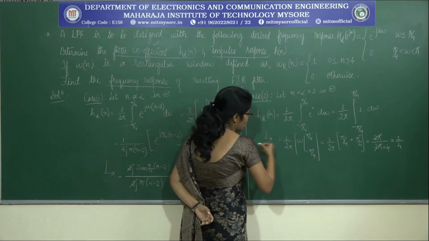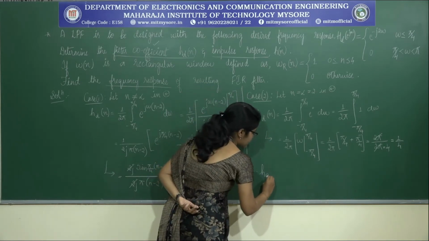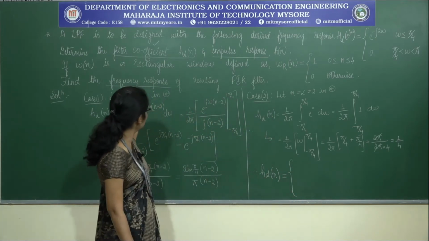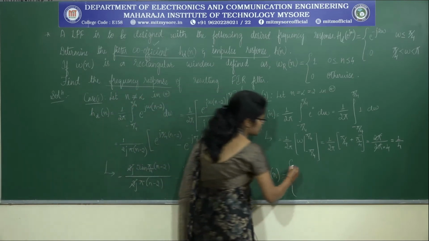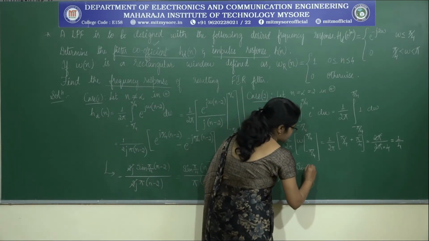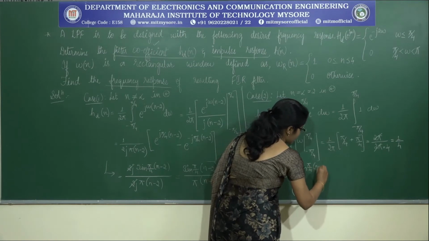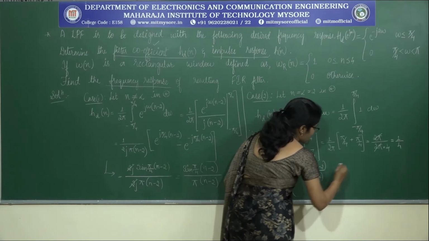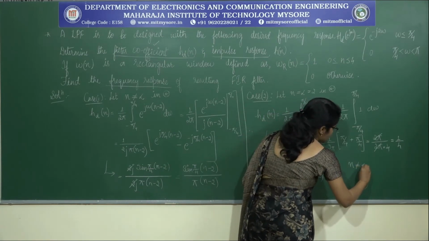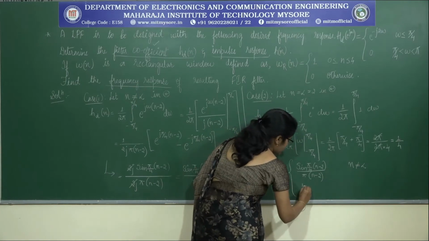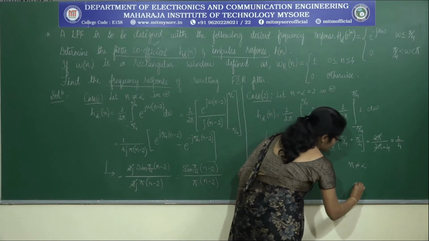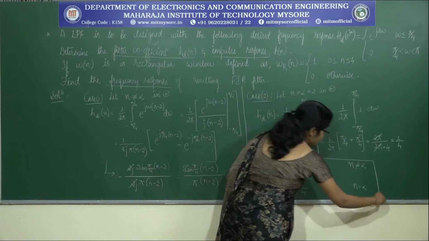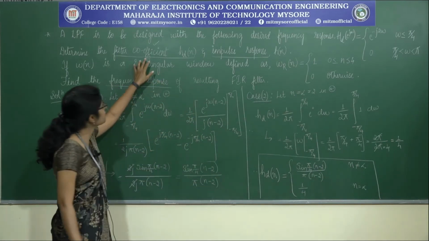Now let us summarize what we did. hd of n will be equal to sine of pi by 4 (n minus 2) whole divided by pi into (n minus 2) when the value of n is not equal to alpha. When it is equal to alpha, the value is 1 by 4. So this is the first thing, that is we found out hd of n. The first part is done.